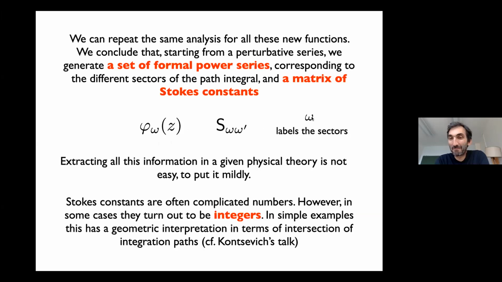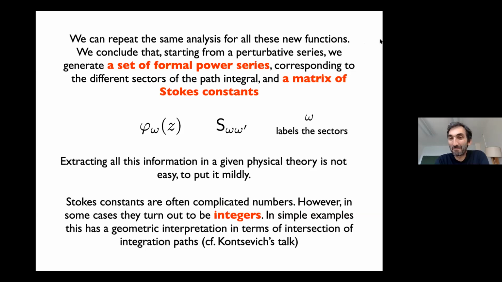And again, as I mentioned before, omega labels the different sectors. Now, if you are giving me a theory like, say, QCD, or maybe QCD is very complicated, but even simpler theories, it's very hard to extract all this information. I mean, it's not an easy exercise, to put it mildly. And in particular, we know that the Stokes constants are often complicated numbers.